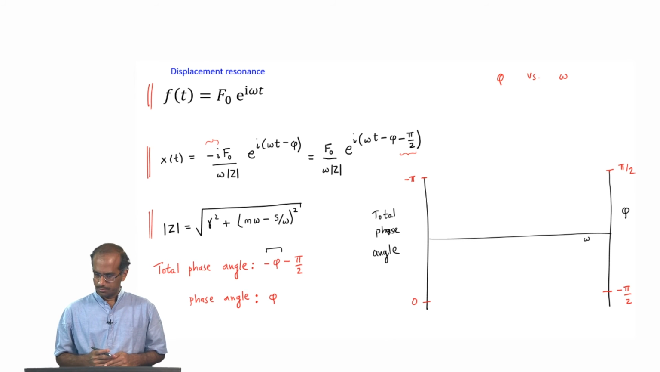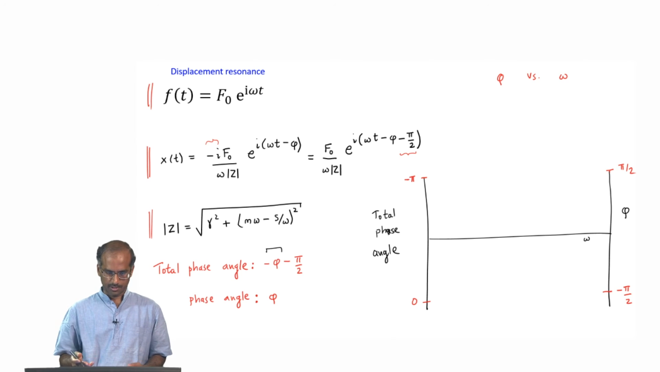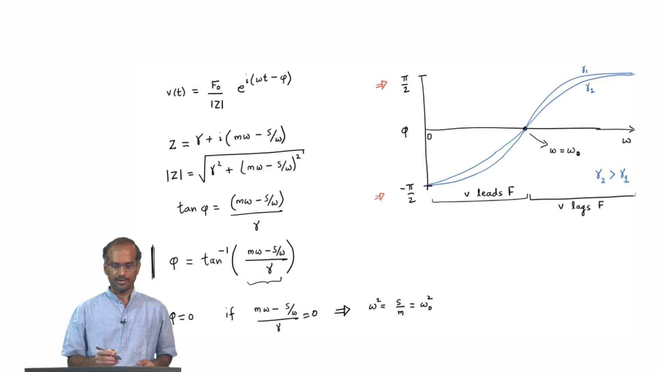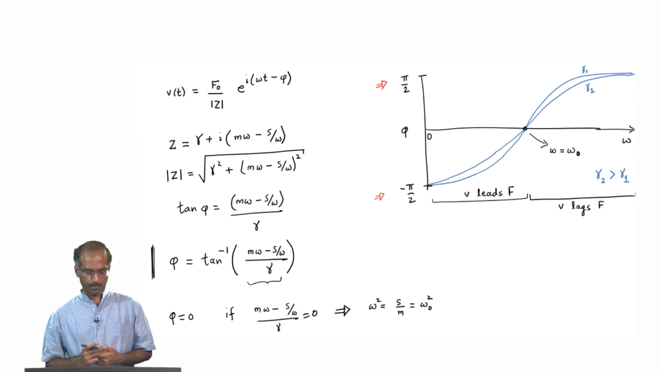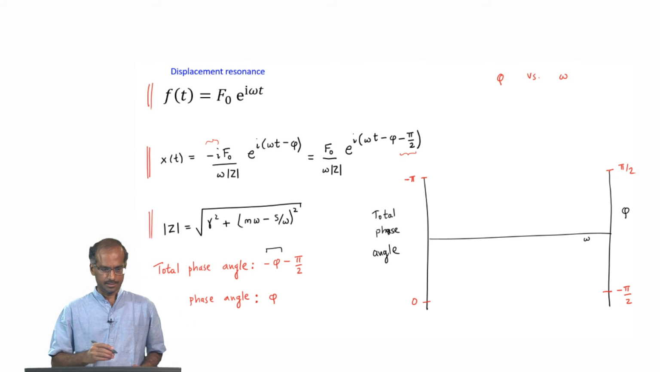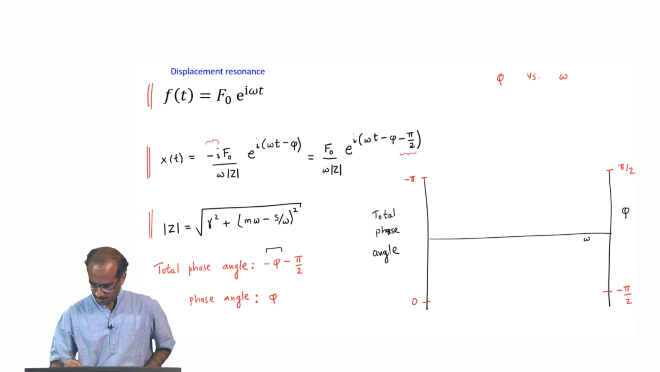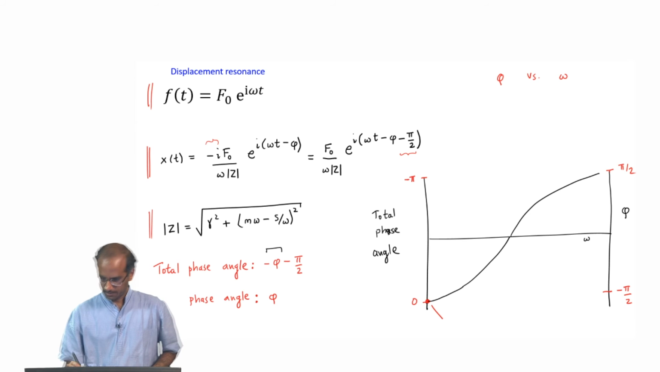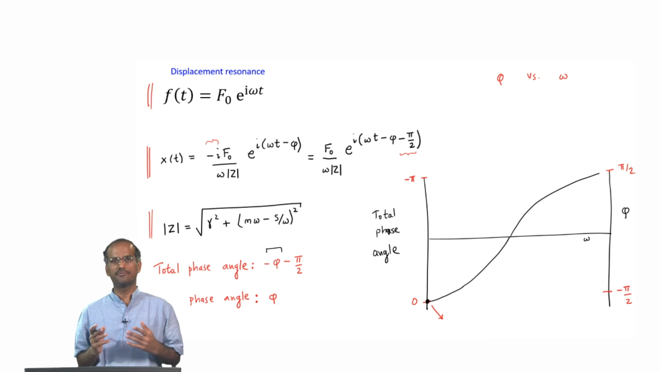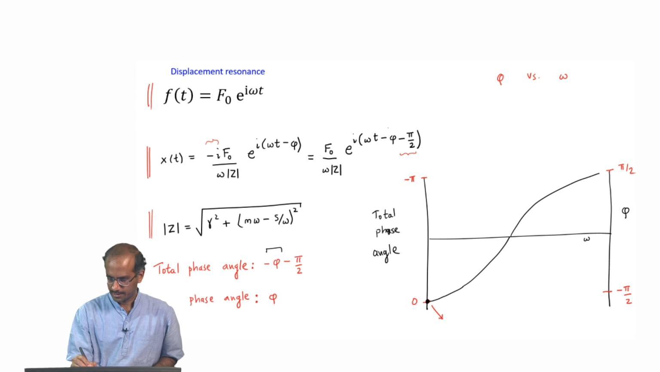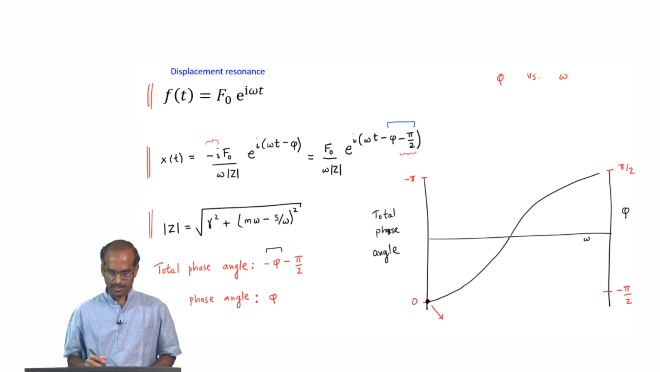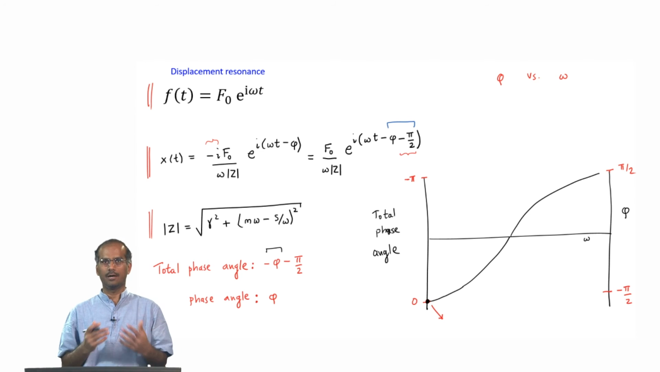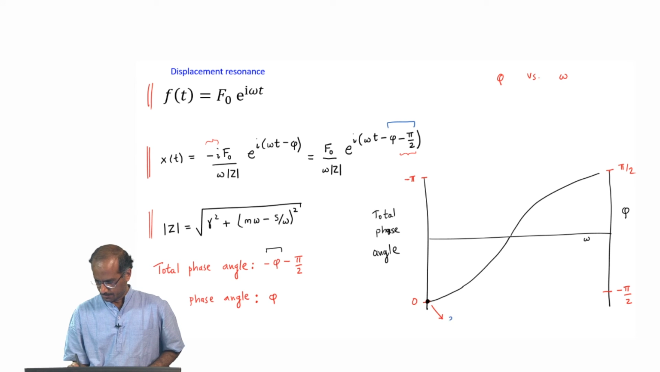Now all we need to do is to simply plot the functional form of phi equal to tan inverse of m omega minus s by omega divided by gamma. Here again I leave it as an exercise for you to do yourself, but the curve should look something like this. And here this is the point where total phase angle is 0. Right. So, imagine if total phase angle is 0, this quantity here is 0, which means that displacement and forcing are in phase. So, that is the point where displacement and forcing are in phase.